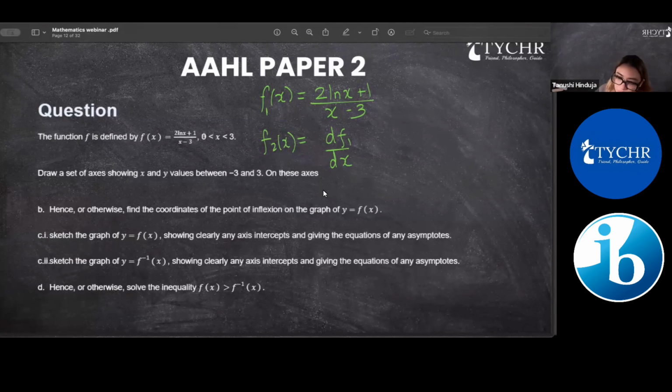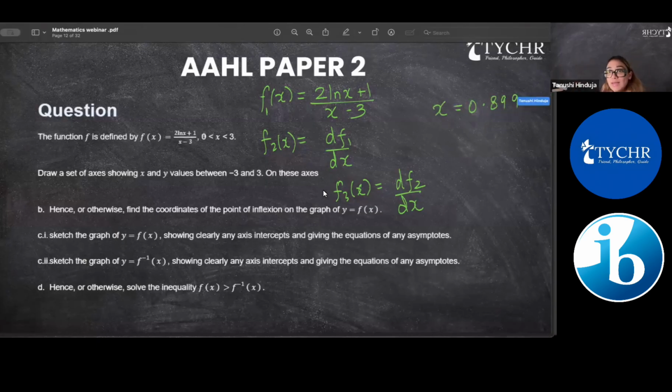Once you have that, you'll also graph the double derivative. You'll make another graph for df2 by dx, the derivative of the derivative. Once you have that, all you have to do is locate its x-intercept. That's where the double derivative would be 0. Once you do that, you'll find the x value to be 0.899.